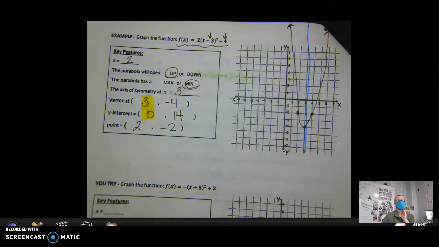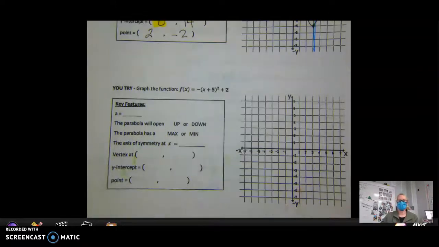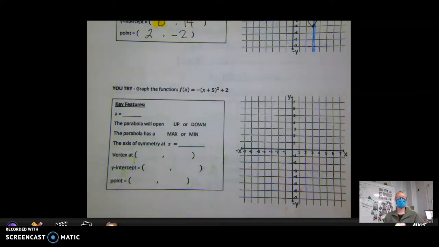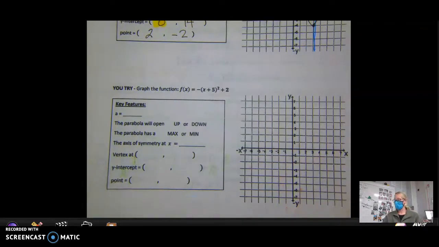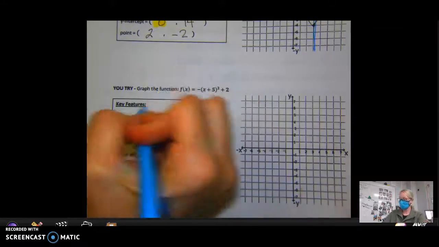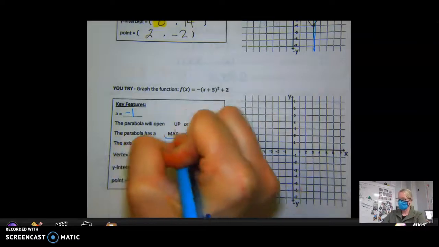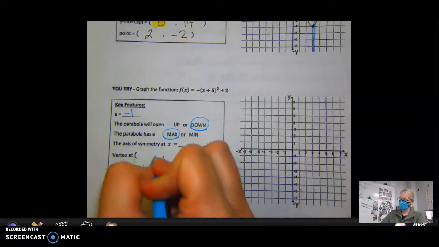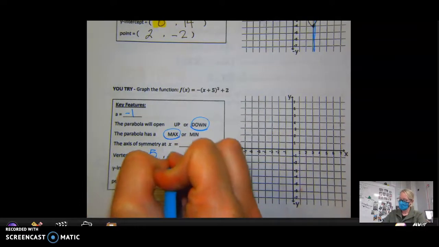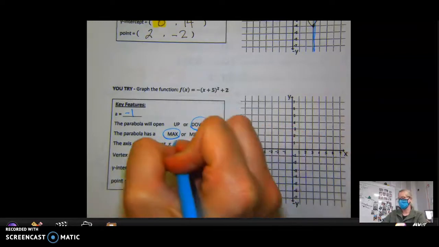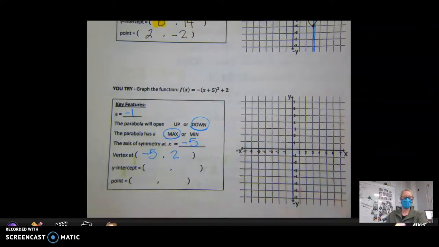Questions? Okay. I want you to try the next one completely on your own, start to finish, including the graph. All right, guys, here we go. So, next one. What's your A value? -1. Opens up or down? Max or min? Vertex is at? -5, 2. So, X equals? Y'all with me?